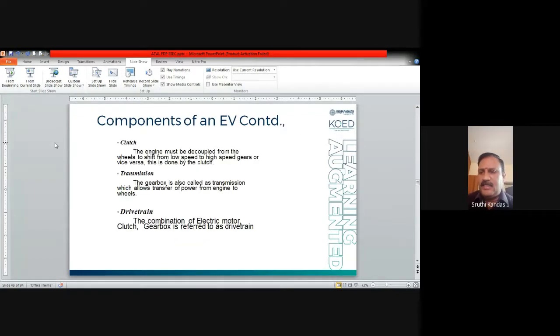So these are all the different motors. Next we have the components in an EV, the clutch. The engine must be decoupled from the wheels to shift from low speed to high speed gears and vice versa. Nowadays it is not a belt drive. The motor can be directly coupled with the geared arrangement system.